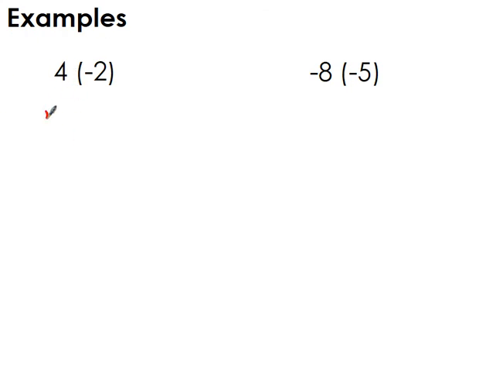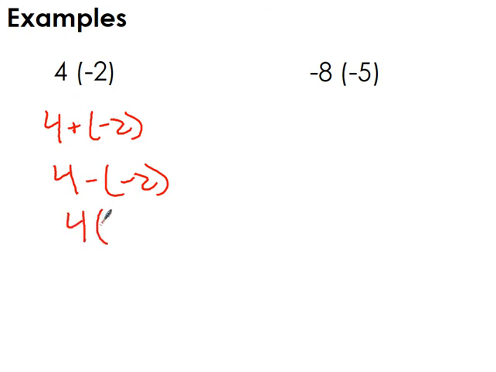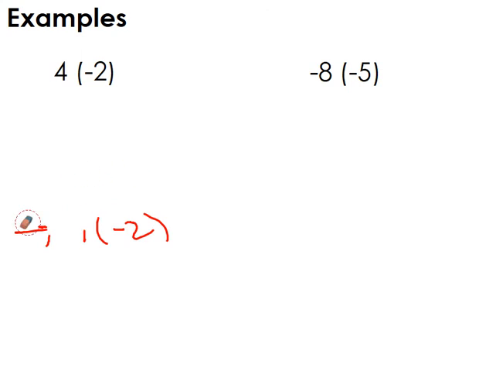So the difference is if there's an addition sign in between the two, then that would be addition. If there's a subtraction sign in between the two, that would be subtraction. But whenever there's no sign between a number and a parenthesis, it's always multiplication. Always, always, always multiplication. So it might be a little different at first, but you'll get used to it after a while if you haven't seen it before.